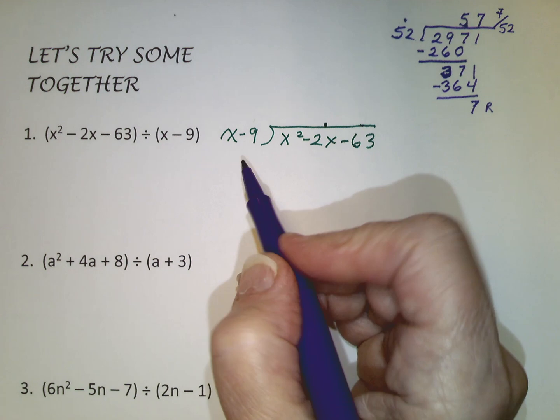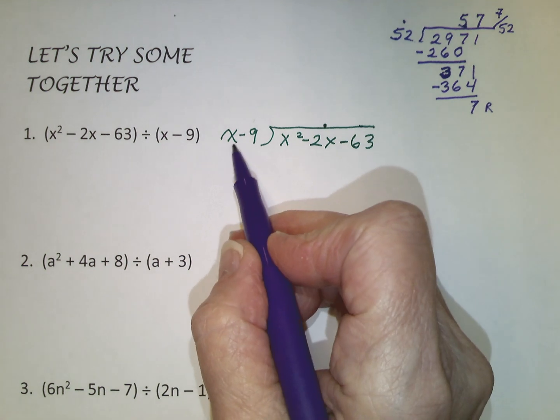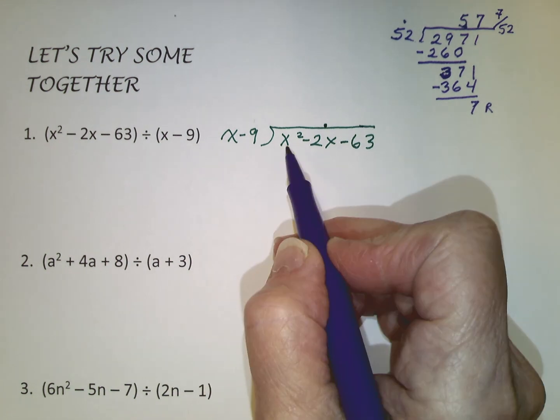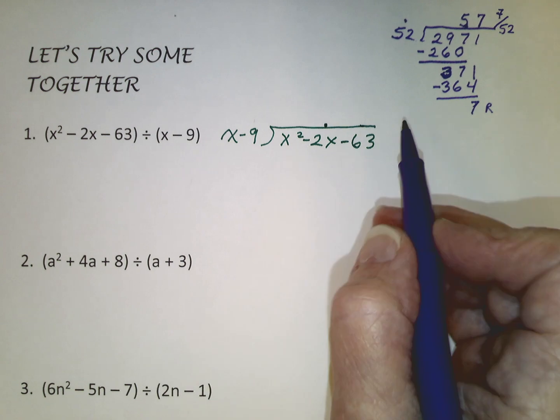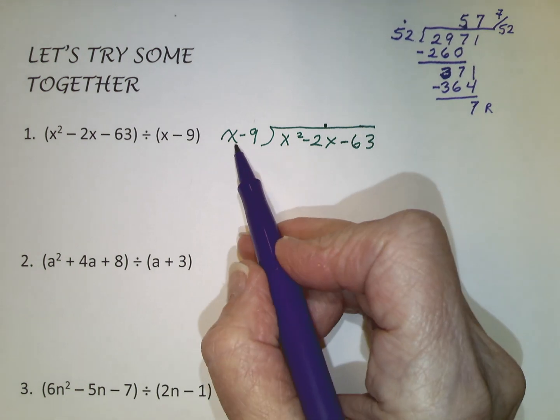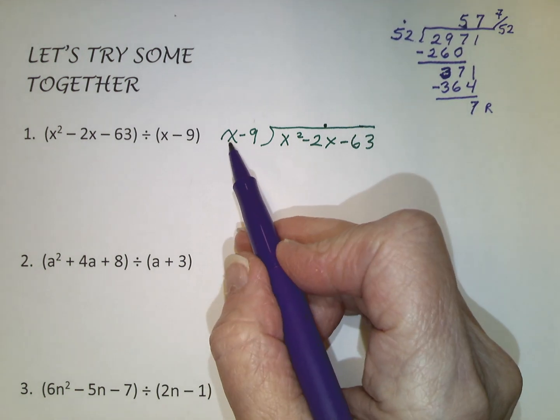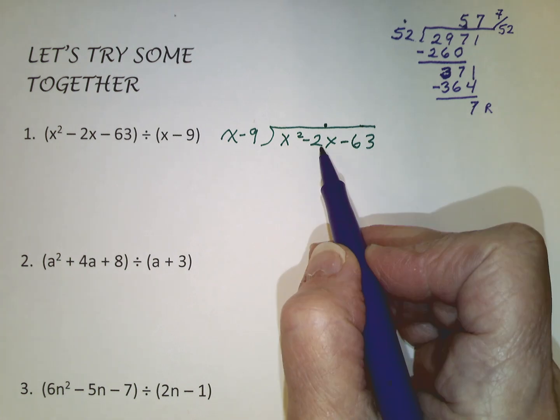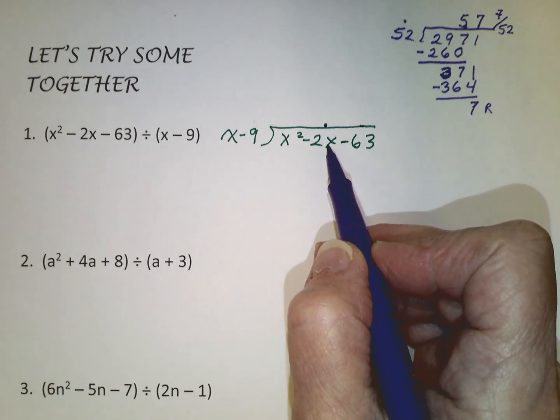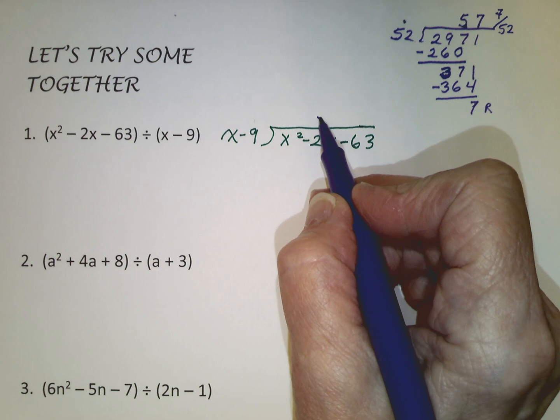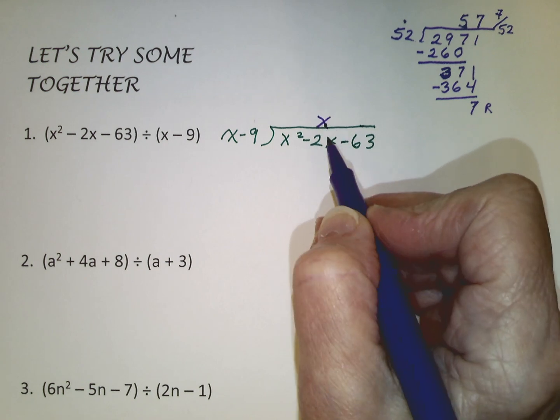So now we have to ask ourselves, what would you multiply times x to produce x squared? It's kind of like the 5 into the 29. So we have to take times x to get x squared. Well, we have to take another x. So I'm going to put that x right up here, right where we said it had to go.